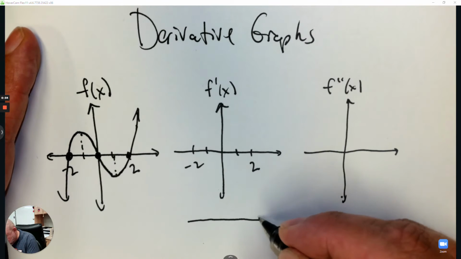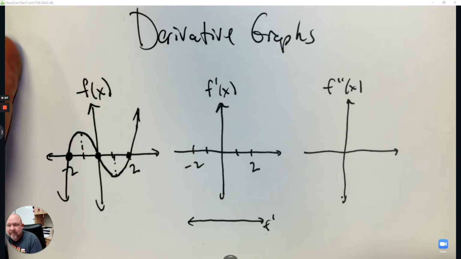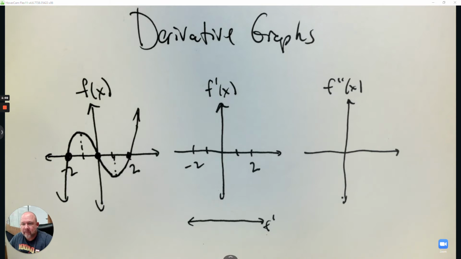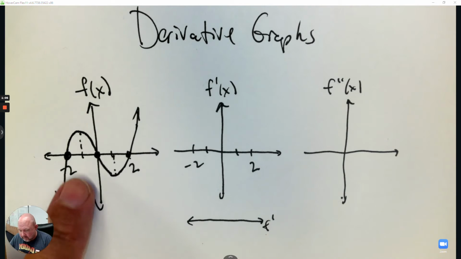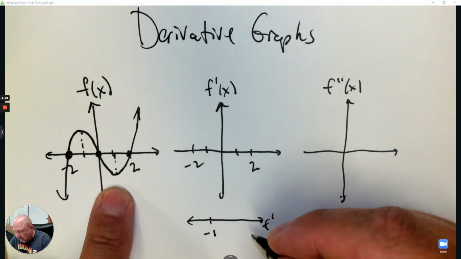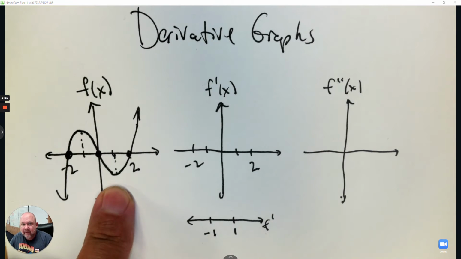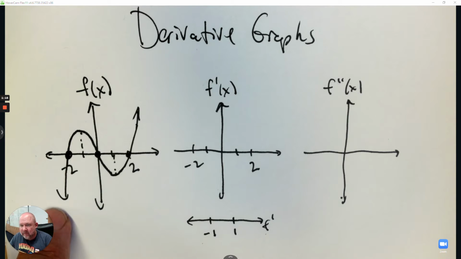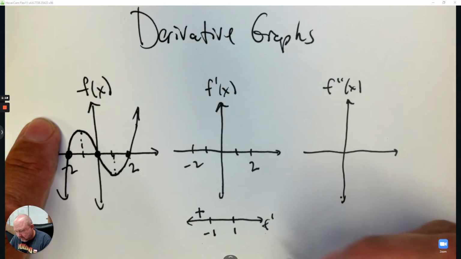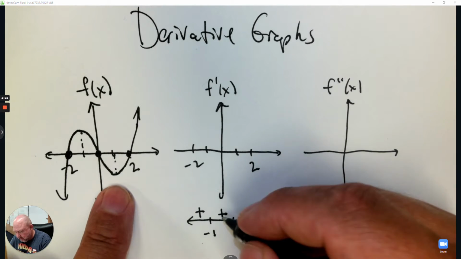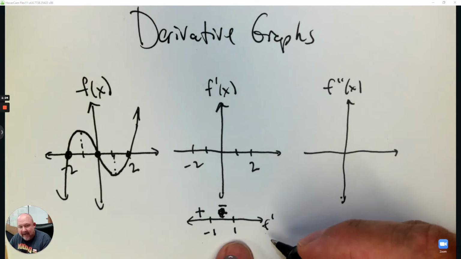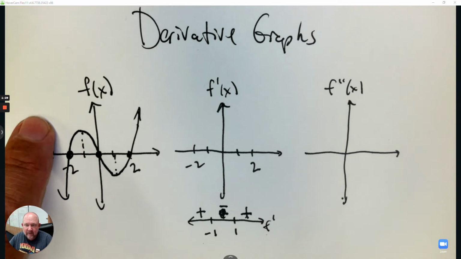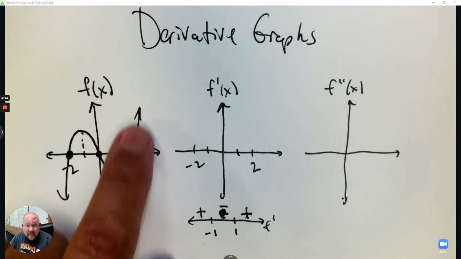So if I want to do a number line for the first derivative, what are the critical numbers of f of x? Those are your turning points. So we have a turning point at -1 and a turning point at +1. If there is a sharp corner or turn, that would also be a critical number. And what I'm looking for is increasing to -1, decreasing to +1, and then after +1, increasing.